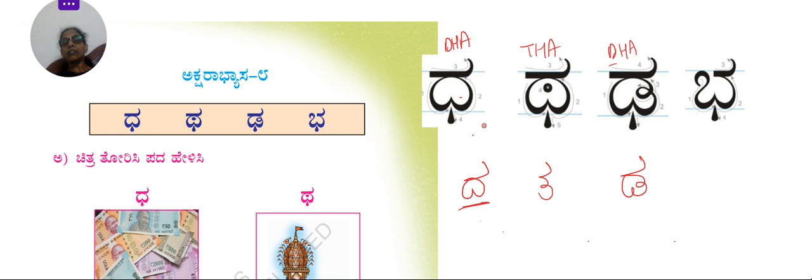Then the next alphabet is the next one after Ba. This is Ba. This will be the next one, Bha. Ba, Bha. So this is Bha.